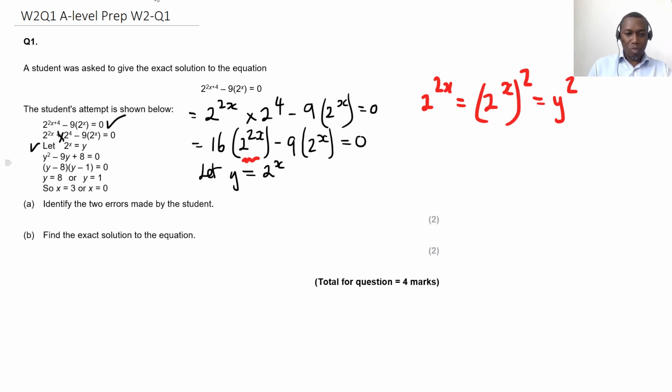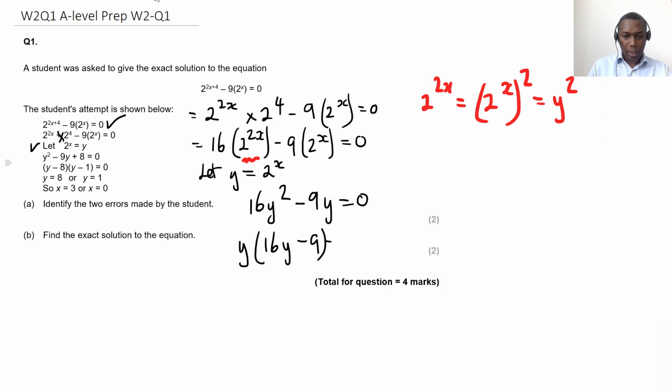And from that, we can write our next line. We have 16y squared, because the 2 to the power 2x is actually y squared. So 16y squared, take away 9y is equal to 0. Now, where do we go from there? Is that enough for you to get going if you were stuck? And remember the power of the pause, you can get going. Okay. I'll factorize. This is what I would do. The common factor is y. So y comes out, and I get y times 16y take away 9 is equal to 0.